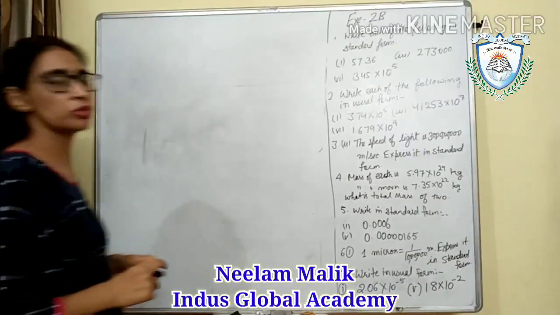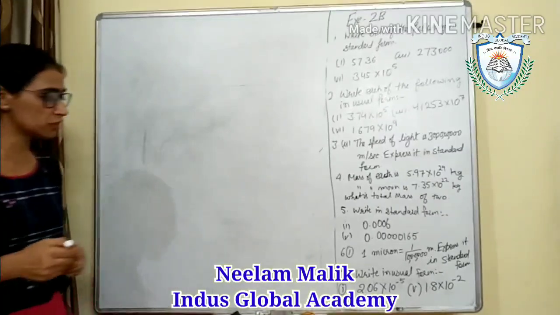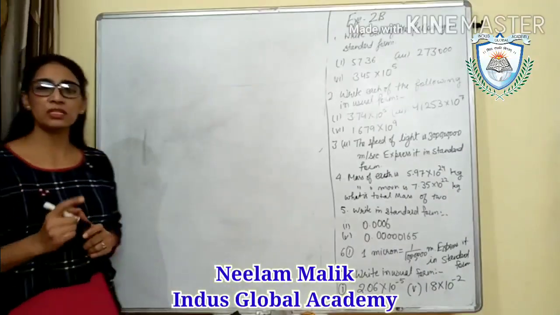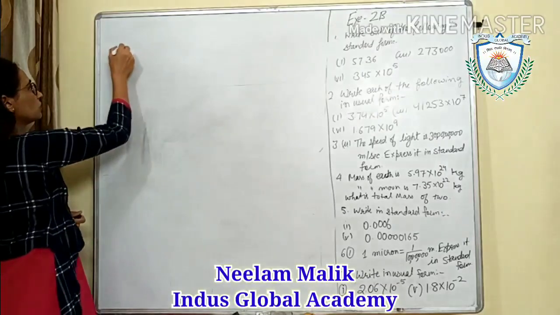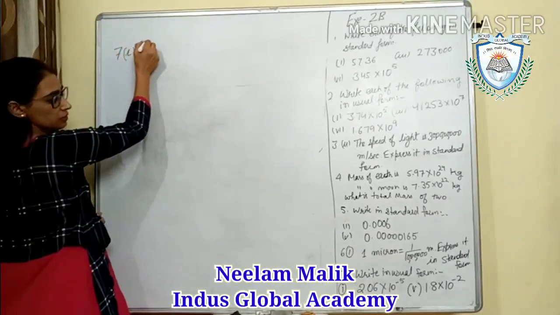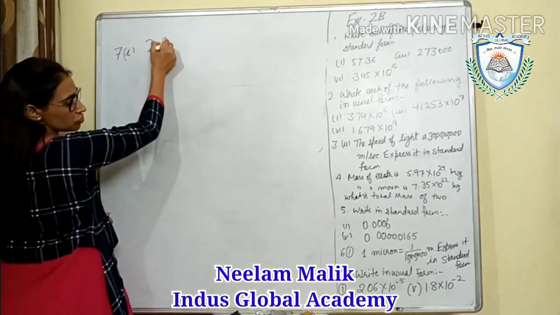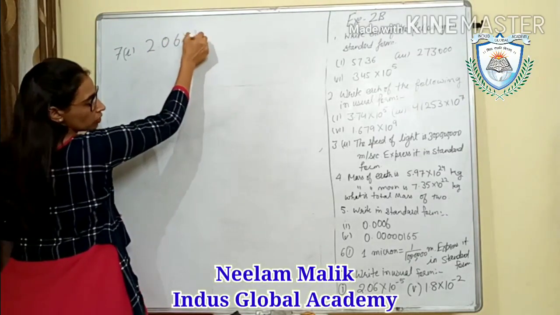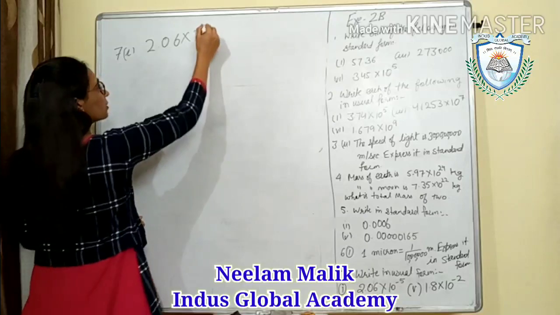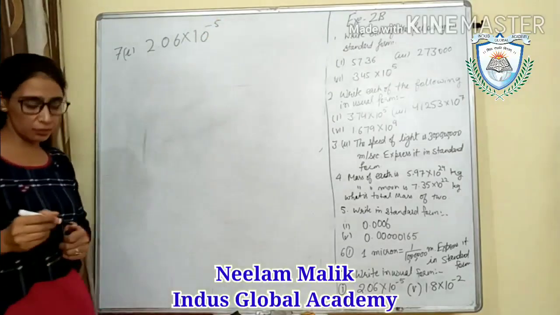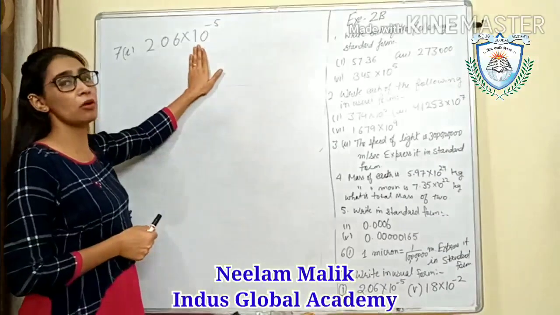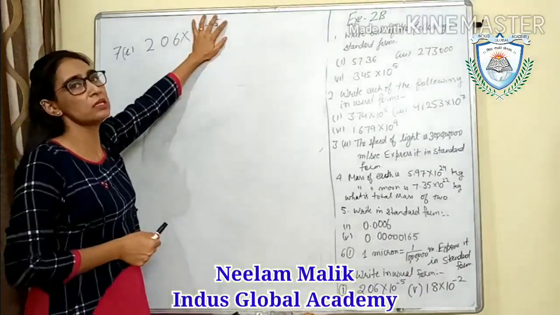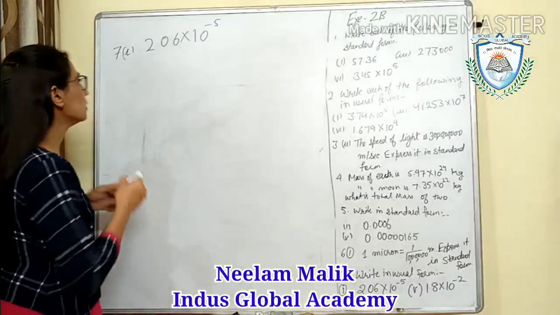Now we will do question number 7. In question number 7, the number is given in standard form and we have to convert that into usual form. So question number 7, first part is 2.06 into 10 raised to power minus 5. This is given, we have to convert this into simplest form. Means we don't need the power of tens. We have to remove only this. Then our number will be very simple.